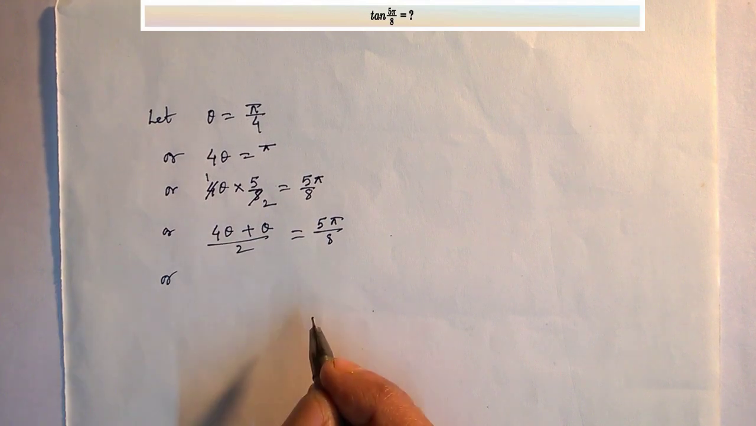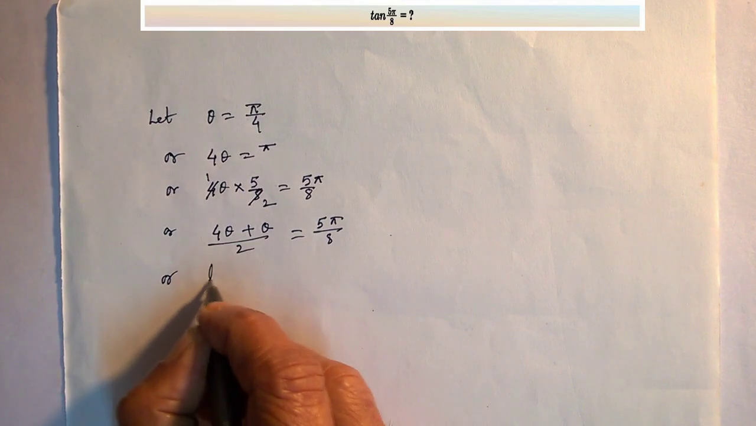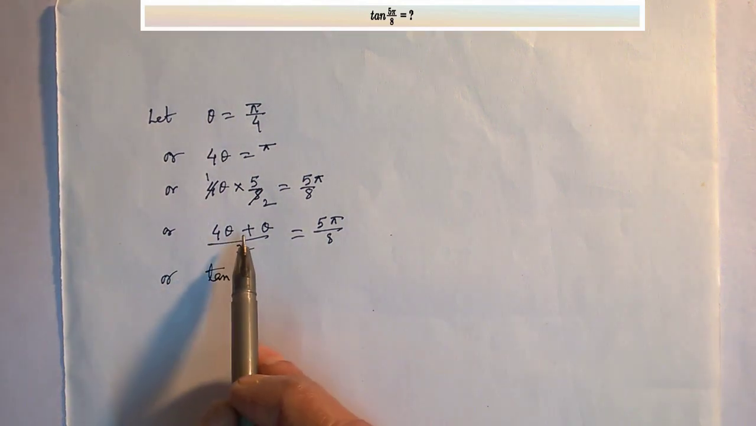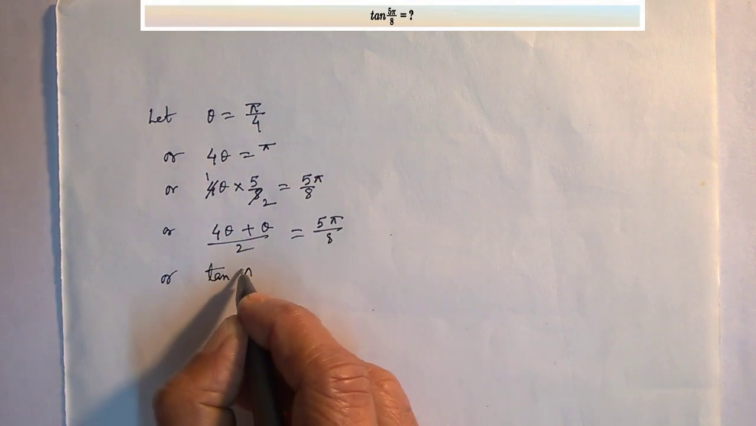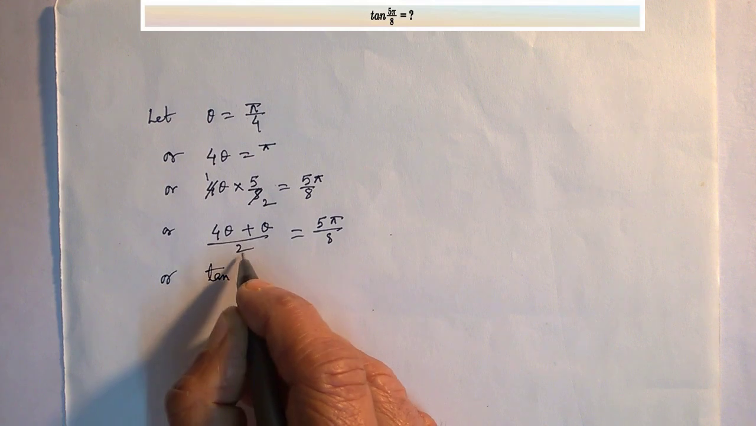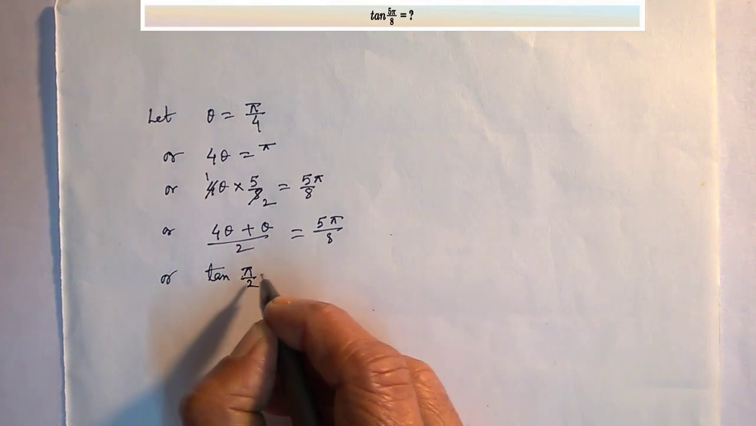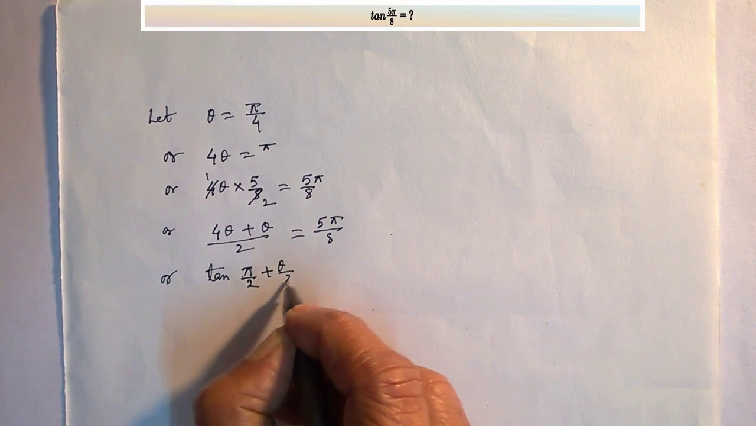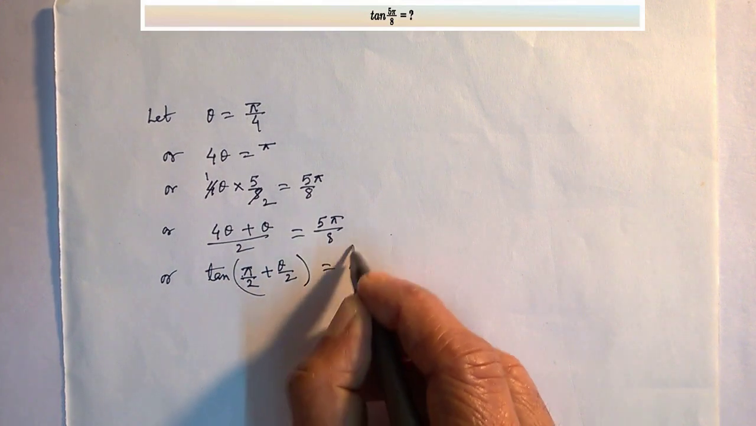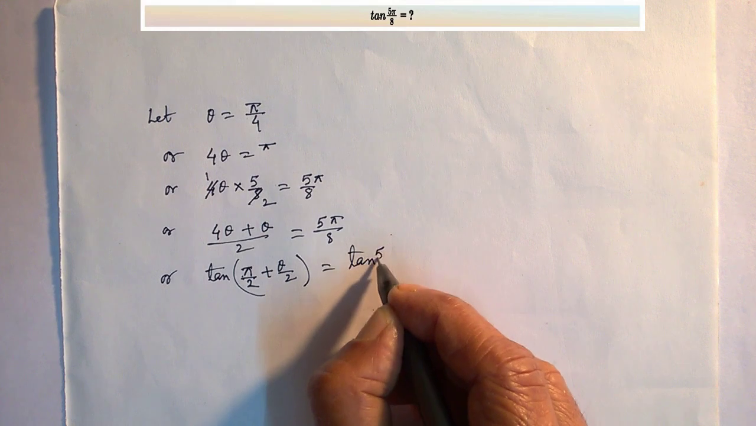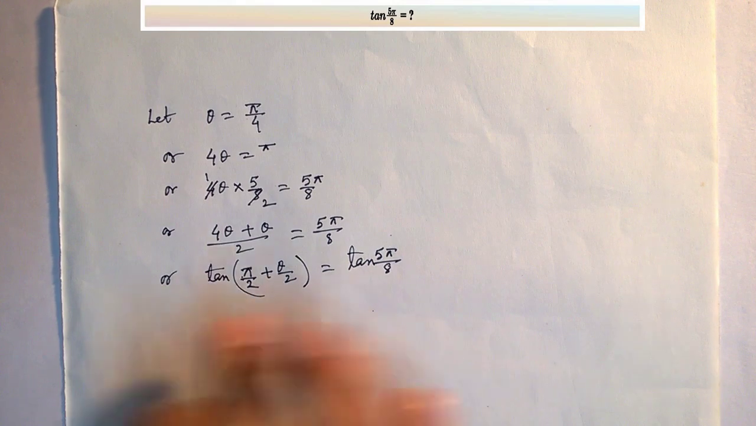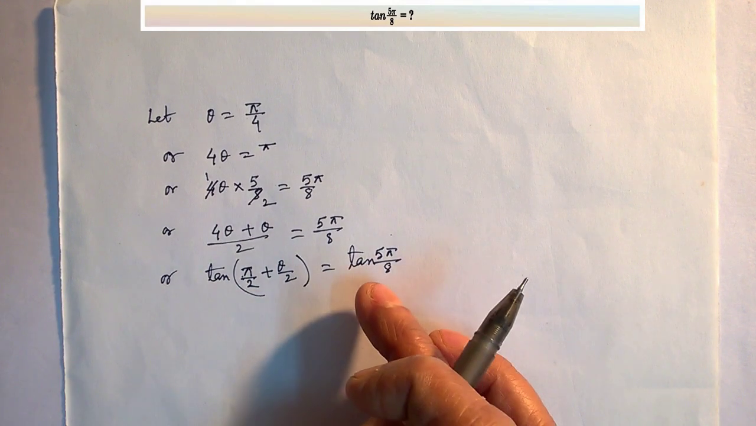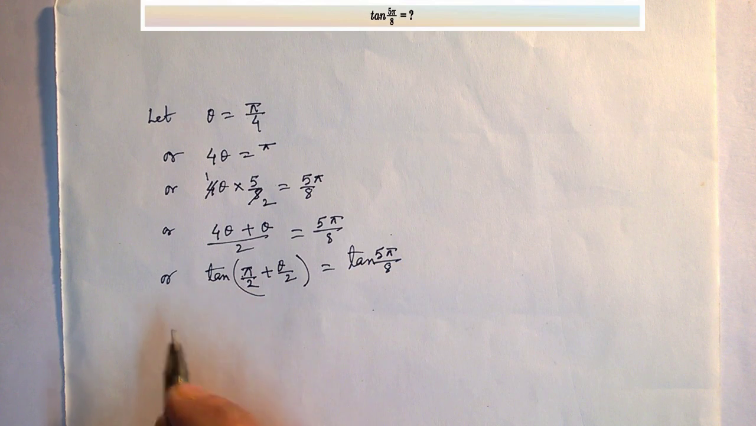Now operate tan on both sides. So tan, in place of 4 theta writing pi, as 4 theta is equal to pi, by 2 decompose into two parts, plus theta by 2, that is equal to tan of 5 pi by 8. Now reversing the sides, that means left hand side writing tan 5 pi by 8 and right hand side this.